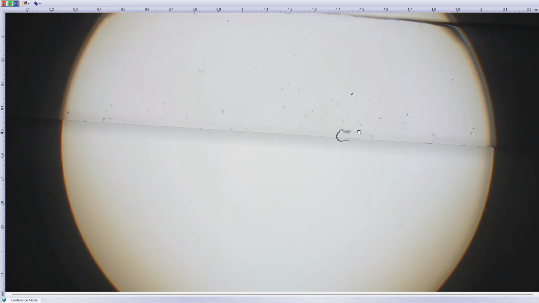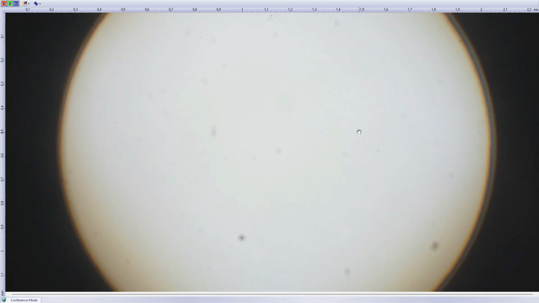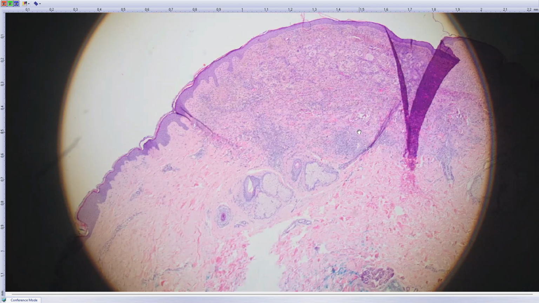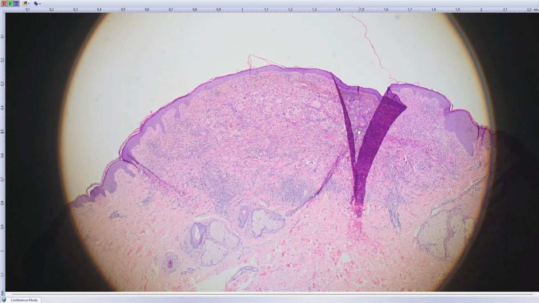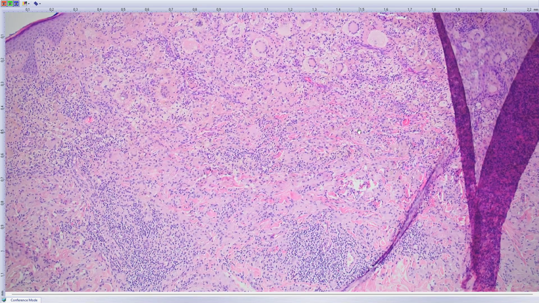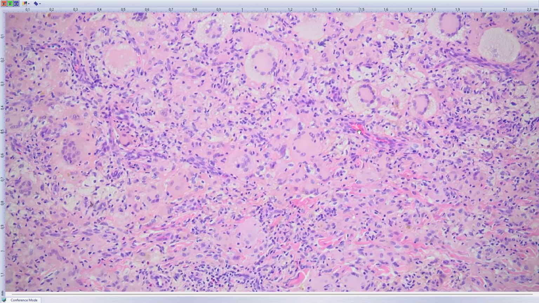Okay, my next case is very basic and easy. It's a 35-year-old male patient, so young adult, with a skin lesion on his arm, and the lesion shows quite typical histomorphology. So I brought it here because it's a very nice and textbook example of this kind of lesion.